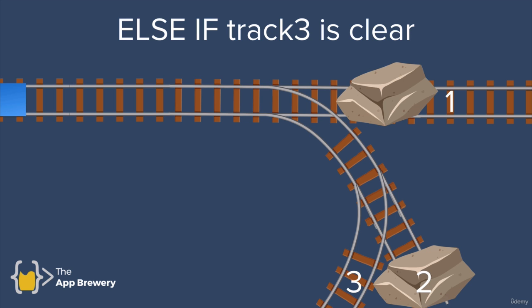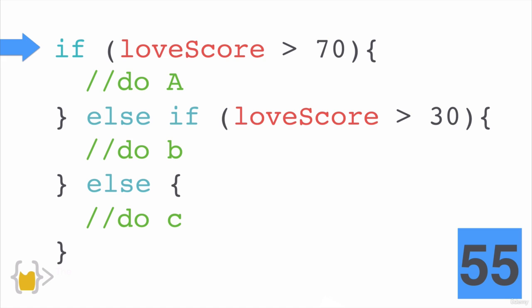If track 2 is also blocked, then we can have another else if statement to check if track 3 is clear, then that's going to be the one we'll take. Now our code looks a bit like this. So we can say if the love score is greater than 70, then do A. But if that's not true, then we get on to our second choice. So else if love score is greater than 30, then do B. And finally, if that's also false, then do C.